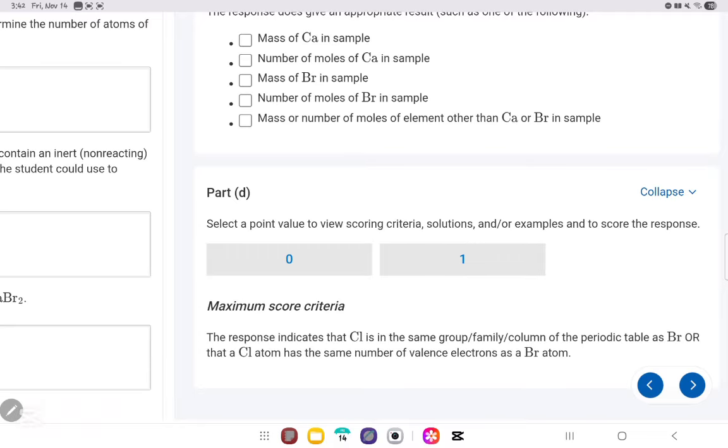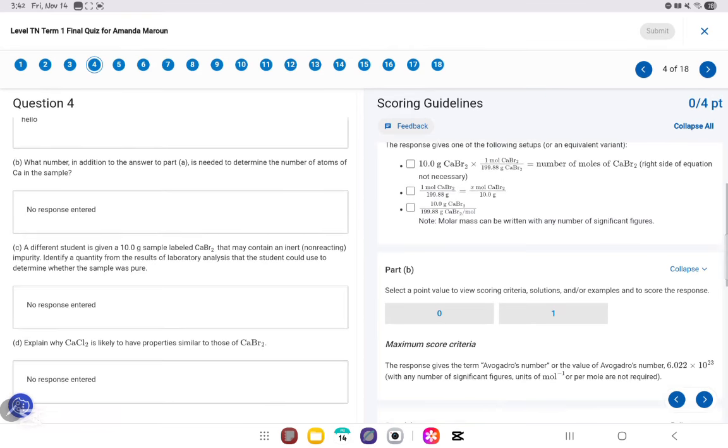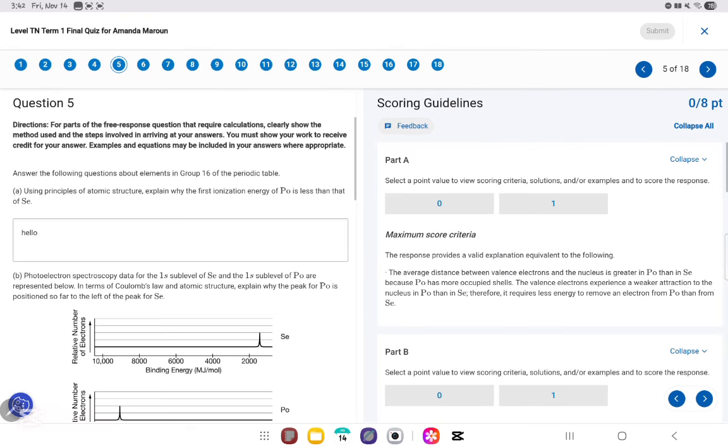The response indicates that Cl is in the same group as Br, because if you open the periodic table, you'll see that Cl is in the same group as Br. So, thus, it will have the same number of valence electrons as a Br atom, and it will have similar chemical properties. That's it for question number 4. We'll move on to question number 5.